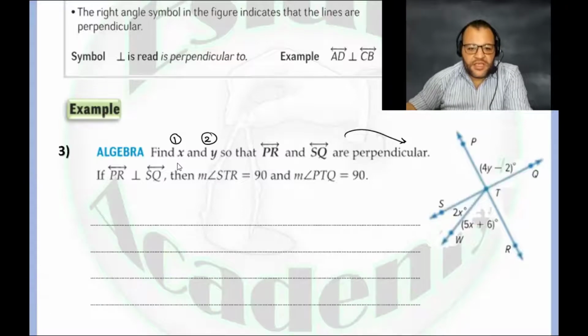So that's the required. We need to find x and we need to find y. PR and SQ are perpendicular. Where is PR? That's PR. And where is SQ? That's SQ. It means now we have perpendicular lines, so all of these angles are equal to 90 degrees. So how can we solve now?